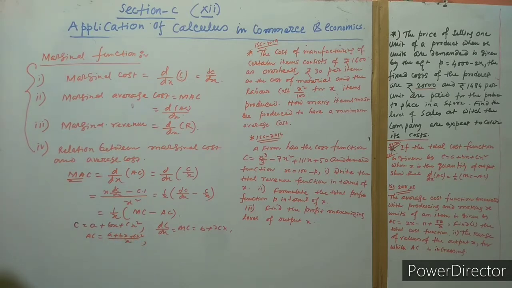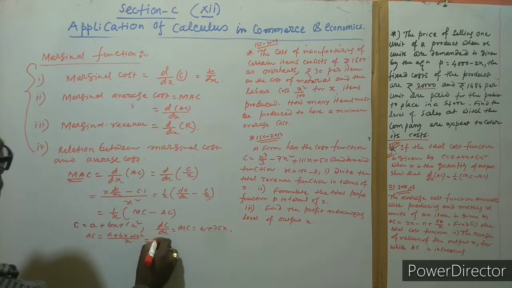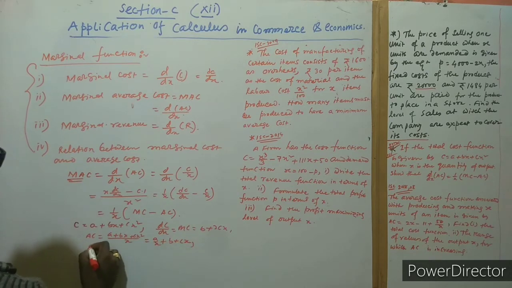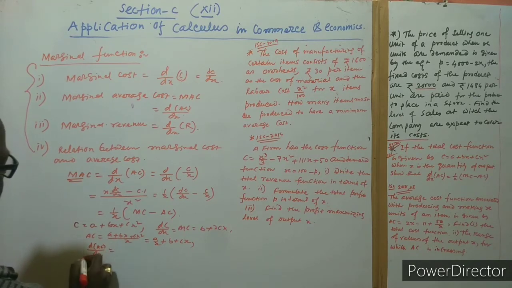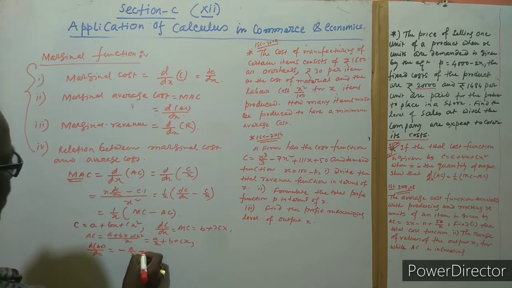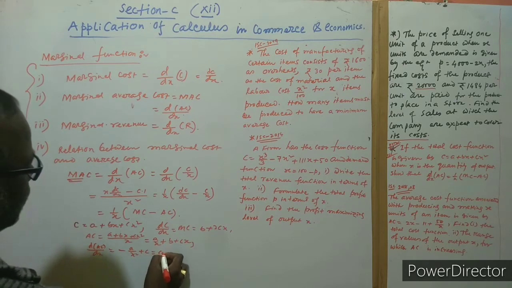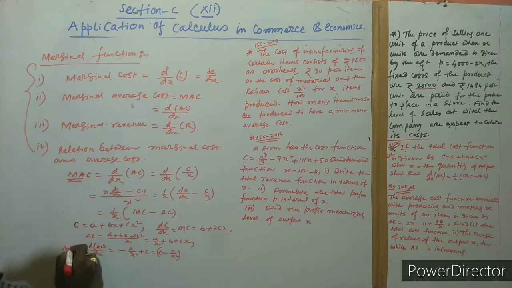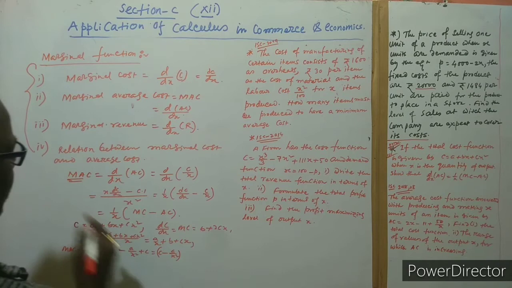Okay, and if we differentiate this, so that is equal to a by x plus b plus cx. So dAC by dx, actually the derivative of AC with respect to x, is minus a by x square plus c, so c minus a by x square. Okay, that is the marginal average cost we get here.